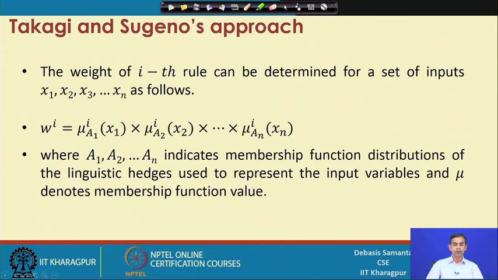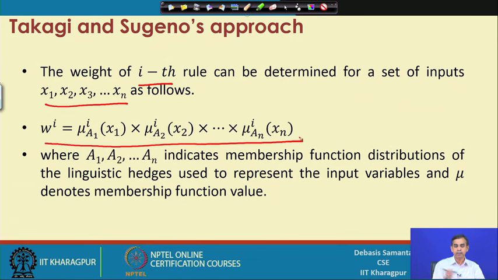Now, according to this approach, it first calculates the weight of a rule. For example, for the ith rule that we have discussed with n inputs, the ith weight can be calculated using this formula. It is like this: x1 belongs to the fuzzy state A1, taking its membership value mu A1, and similarly x2 is in the fuzzy state A2, taking its membership value mu A2, and so on for the nth input, taking the fuzzy state An and its membership value.